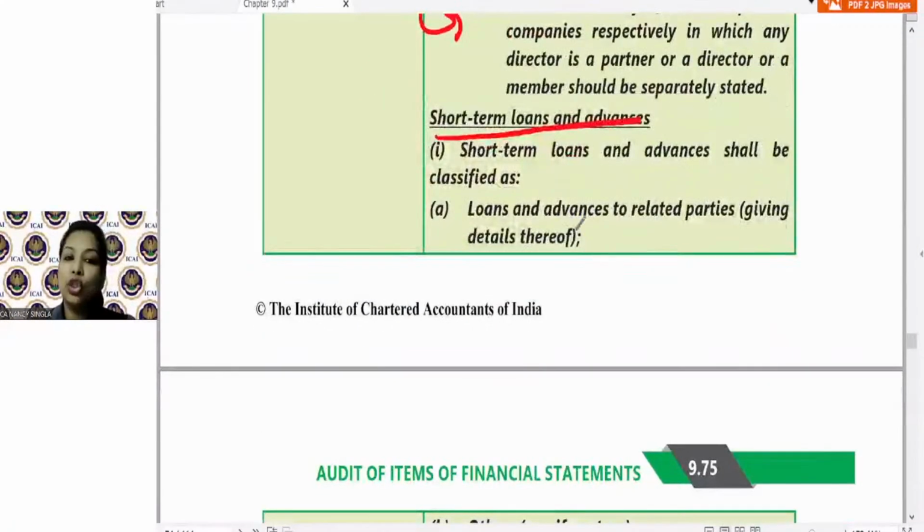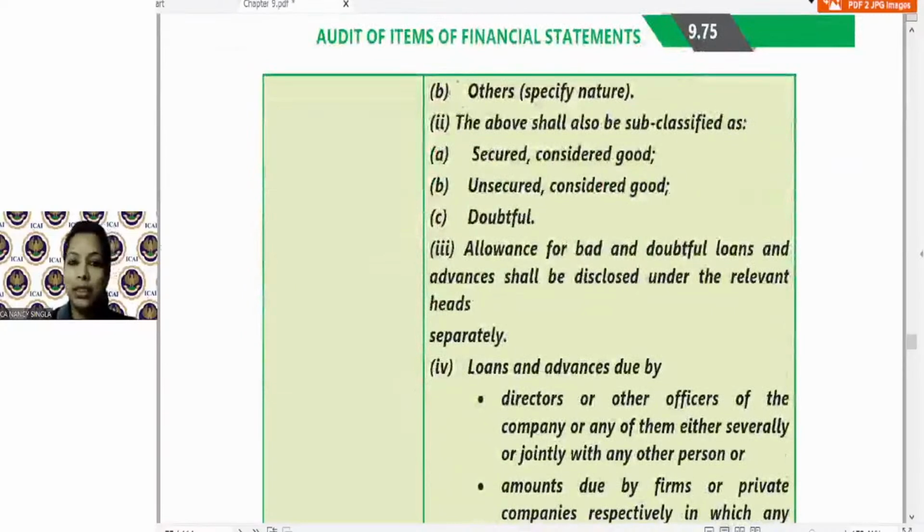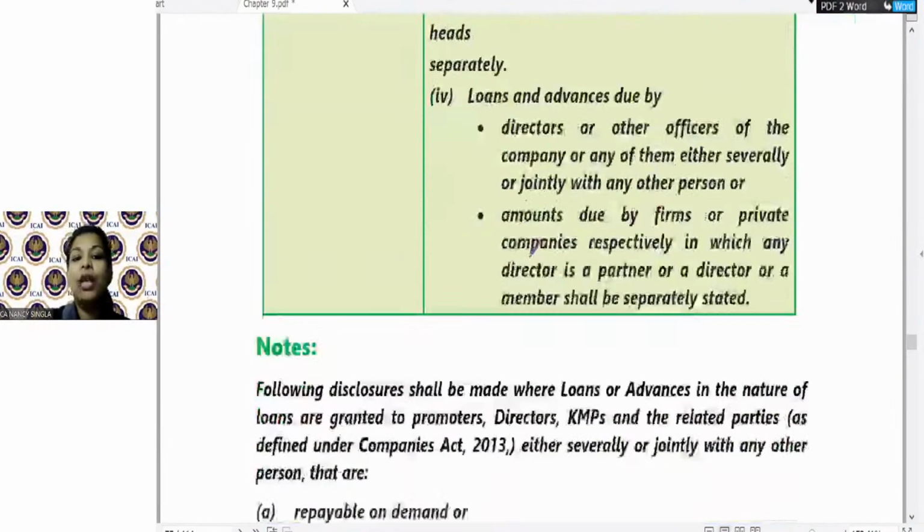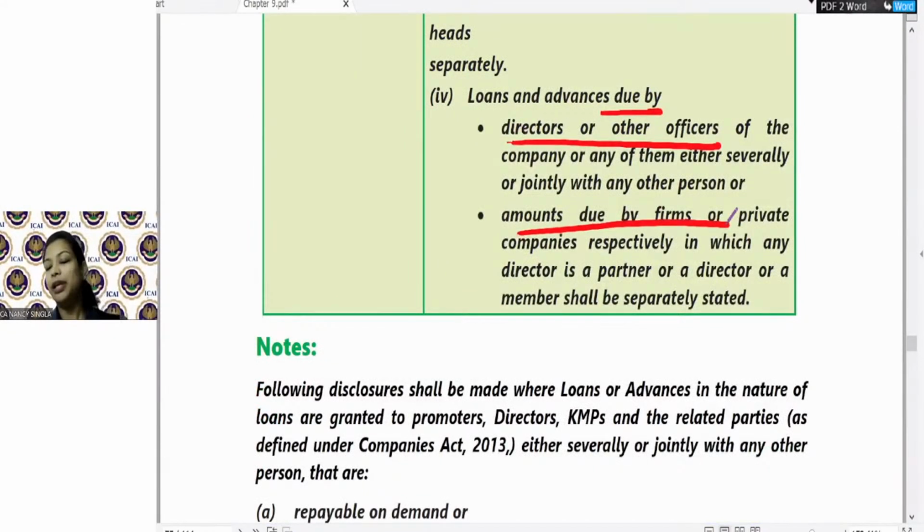Same way with respect to short-term loans and advances to related party, to other parties, sub-classified as secured, considered good, unsecured, considered good, doubtful, exactly the same. Allowances, whatever they are, amount which is due by the directors or other officers or any firm or private company where such director is interested, like he is a partner or he is a member or a director, clear.